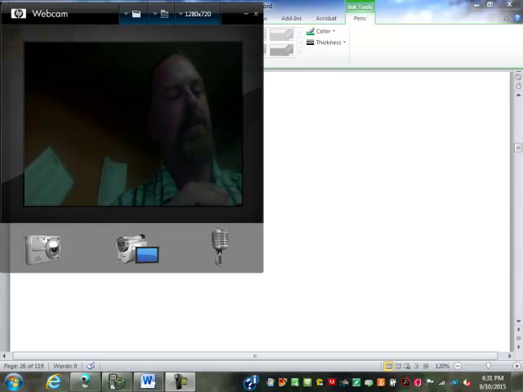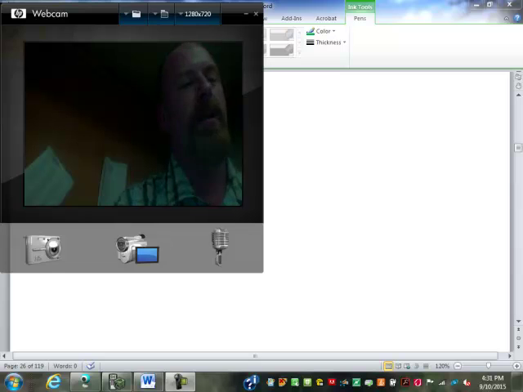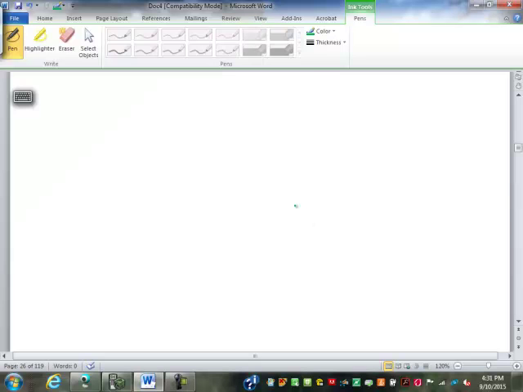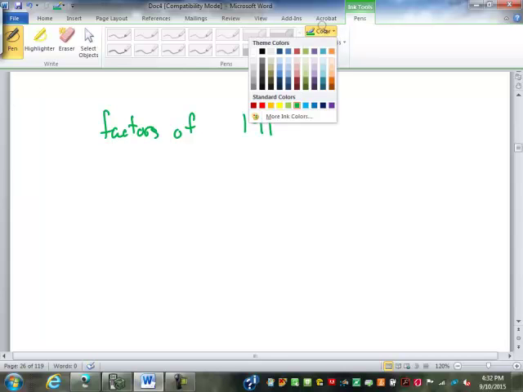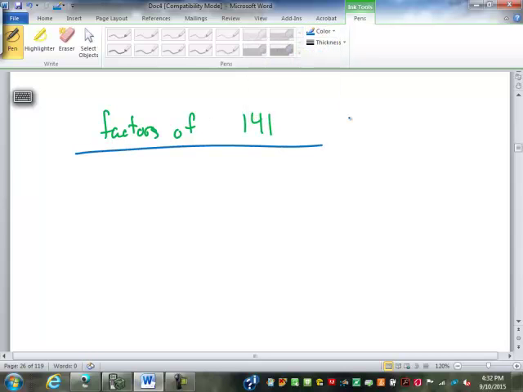So we ended talking about divisibility. Where were we going with that? Well, we talked briefly about factors. So if we're looking at factoring something, or looking at factors of 141, if I want to list off factors, I can kind of go right down the list.